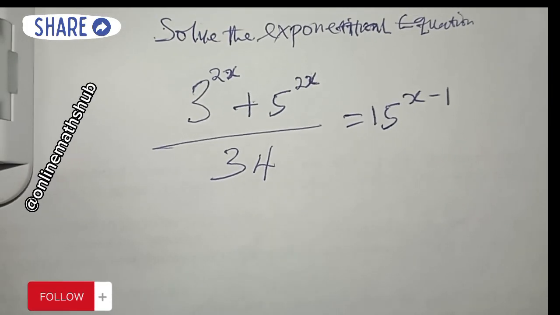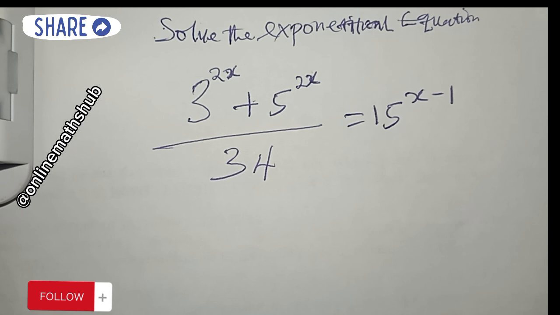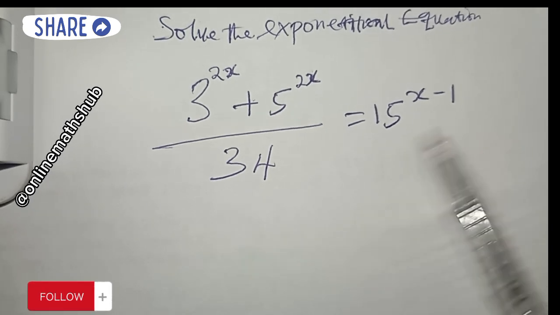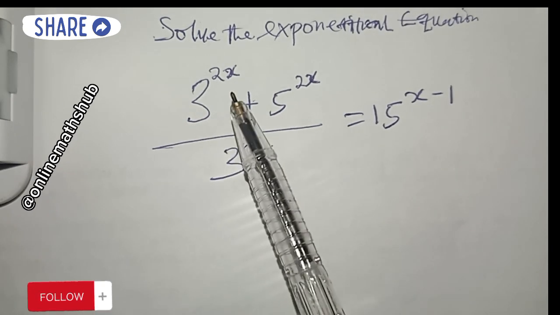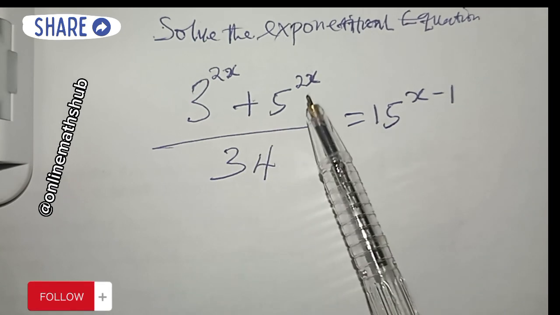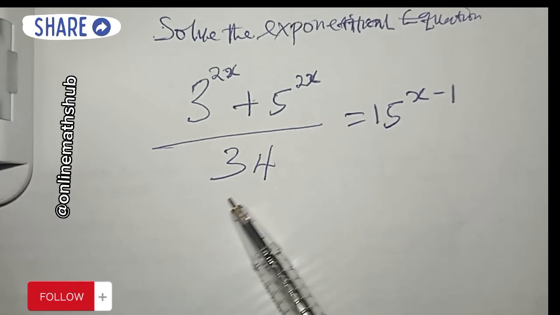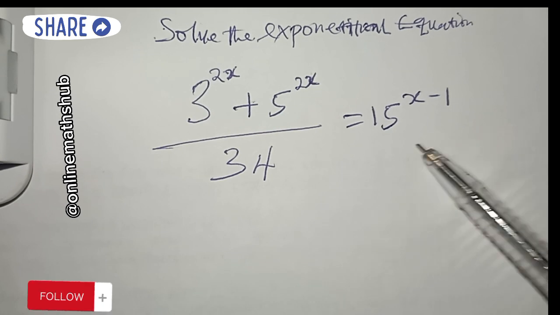Okay, so we have this question right here, which is asking us to solve this exponential equation. So this is (3^(2x) + 5^(2x)) all divided by 34 is equal to 15^(x-1).